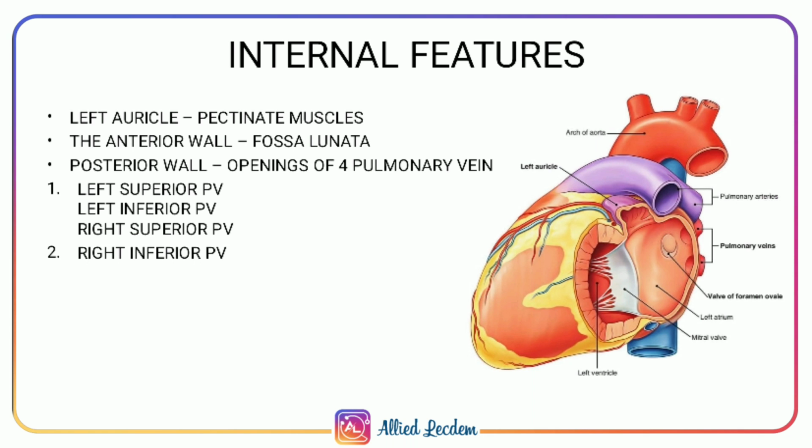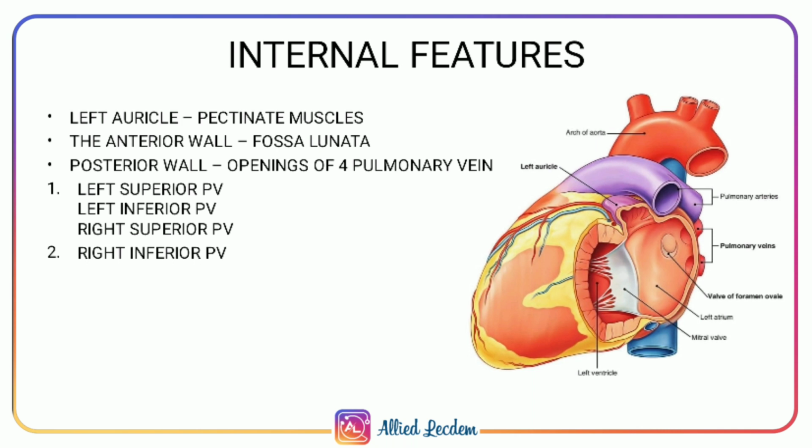Posterior wall mainly comprises the openings of four pulmonary veins, namely left superior pulmonary vein, otherwise called left upper pulmonary vein, left inferior pulmonary vein, otherwise called left lower pulmonary vein. Similarly, right superior or upper pulmonary vein, right inferior or lower pulmonary vein.